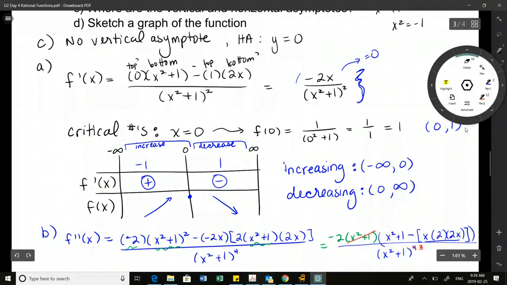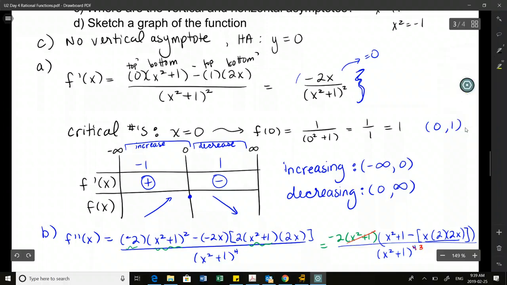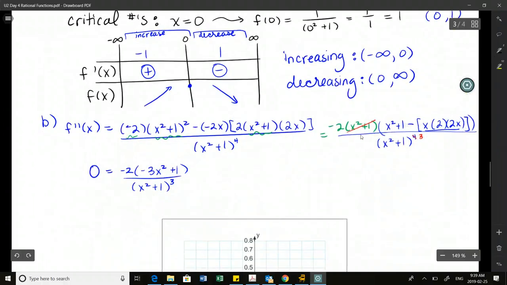Mark, question. Oh, my eraser's not working again. This?